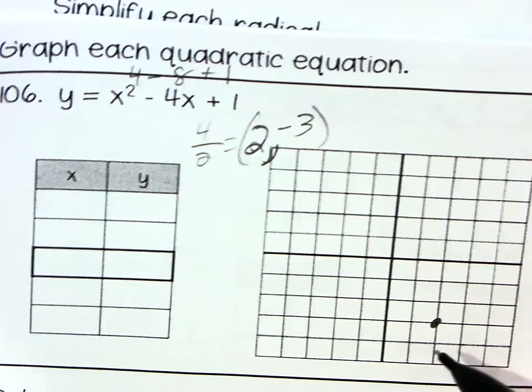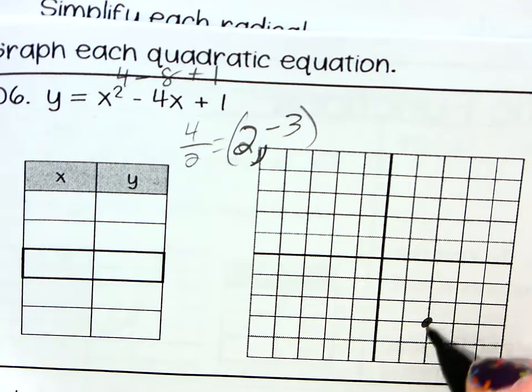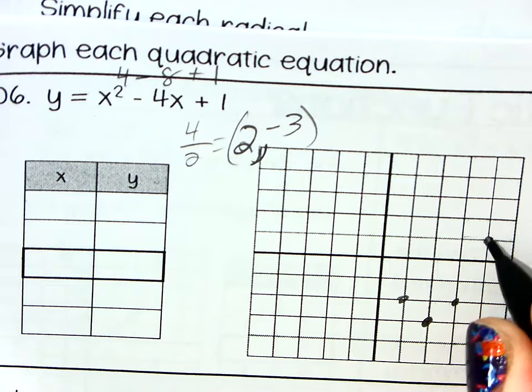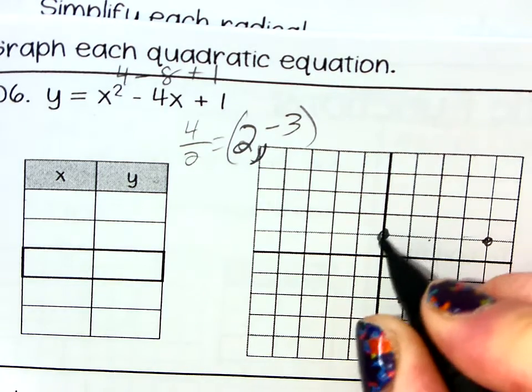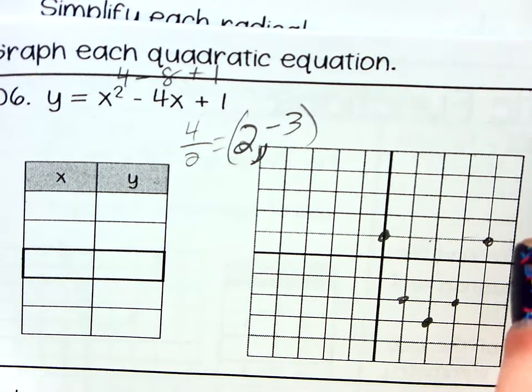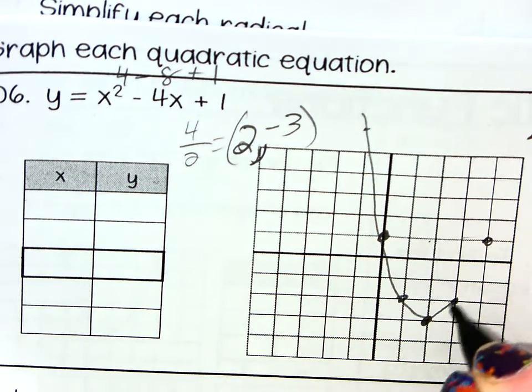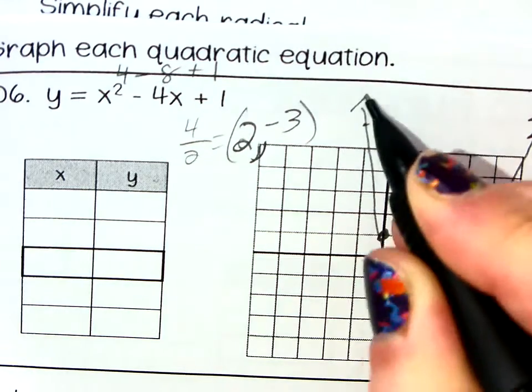And then this one, since a is 1, I can just follow the pattern. Up 1, mirror it over, up 3, mirror it over, and then up 5 if you want to do one more. And that should be my beautiful graph.